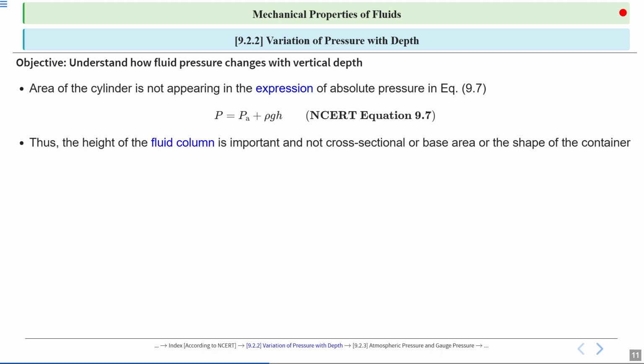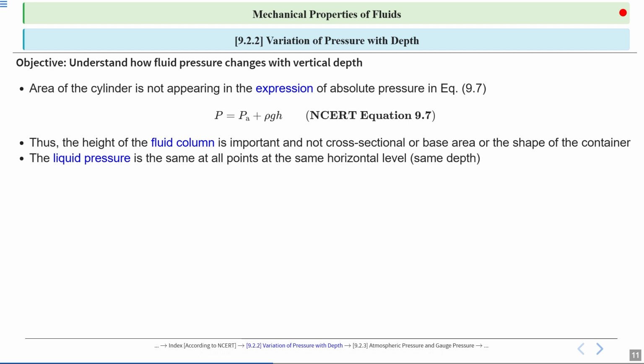This means that whether the container is wide or narrow, the pressure at a given depth remains the same, as long as the height of the fluid is the same. Liquid pressure is uniform at all points at the same depth. This means that if you were to measure the pressure at different points along the same horizontal line in a fluid, you would find it to be the same.